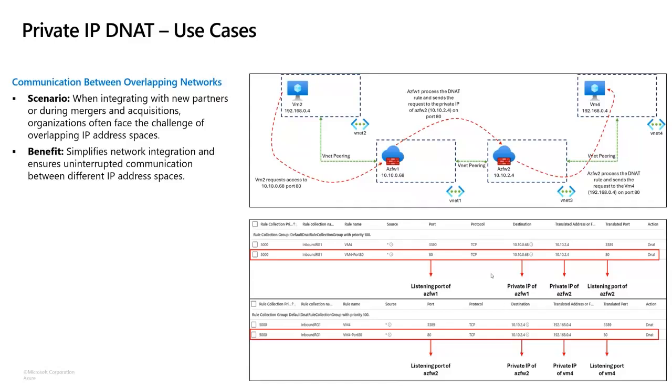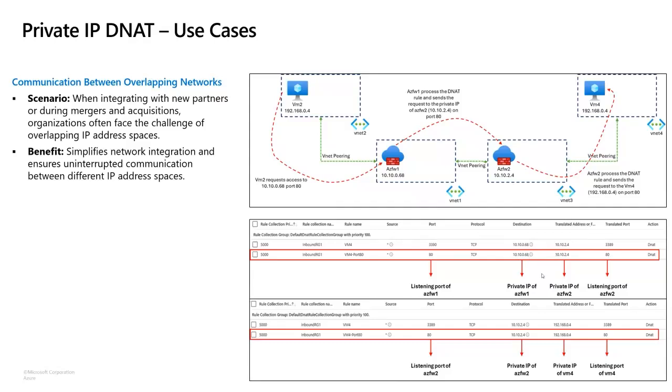In terms of how the DNAT rules look within the Azure Firewall, you can see on this first part the DNAT rule on Azure Firewall 1. It's listening on this port, in our example port 80, and this is its private IP address.